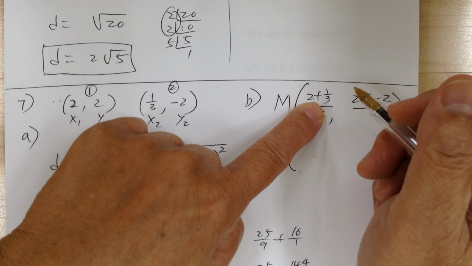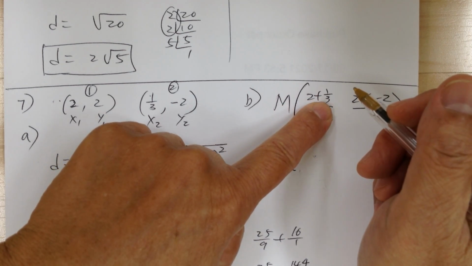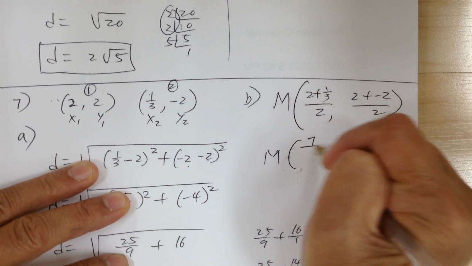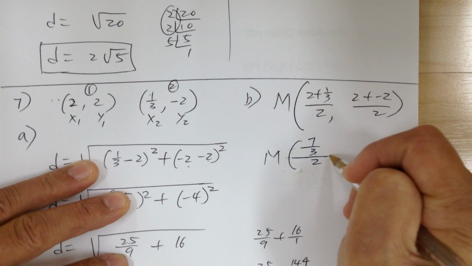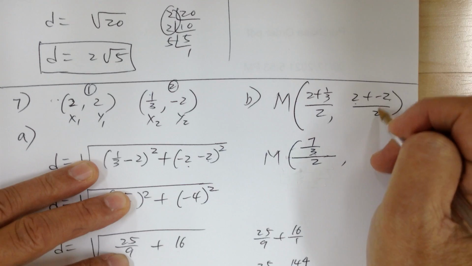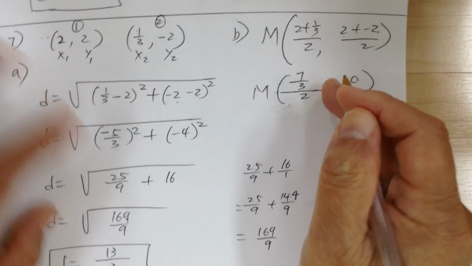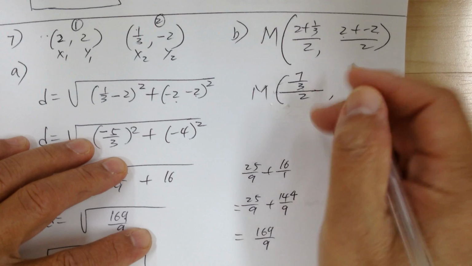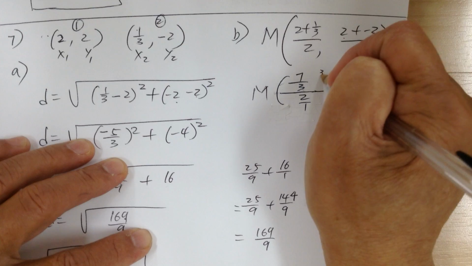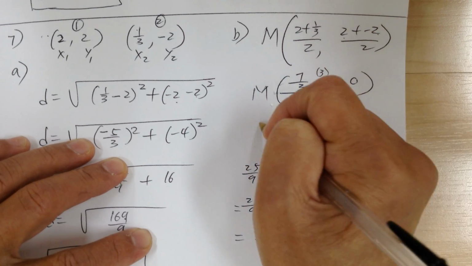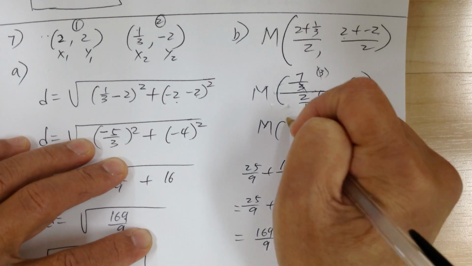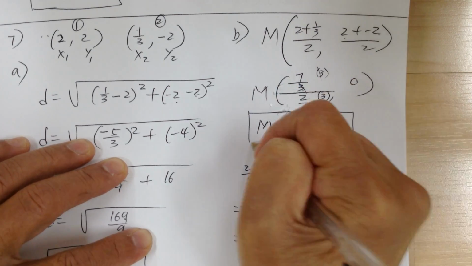So when you have this part over here, 2 plus 1/3 will be 2 and 1/3, and 2 and 1/3 will give you 7 over 3 over 2. And 2 plus -2 gives you 0, and 0 divided by 2 will give you 0. Now to simplify the complex fraction, make this 2 over 1. Multiply both the top and bottom by the same number, so multiply by 3. So this will cancel out, and it will be 7 over 6, 0. Okay, and that's your answer.